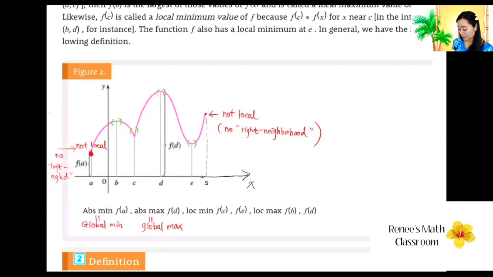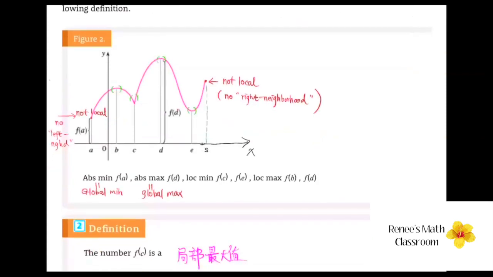Now, what about this one here? f of a here is not a local minimum because it doesn't have a left neighborhood. It only has the right neighborhood right here. On the left side, it's not in the domain. So this one here is not local. Similarly, this endpoint over here is not local. It has no right neighborhood. To be considered local, it has to have both a left and a right neighborhood. Okay? You guys got it? Understand? That's great.